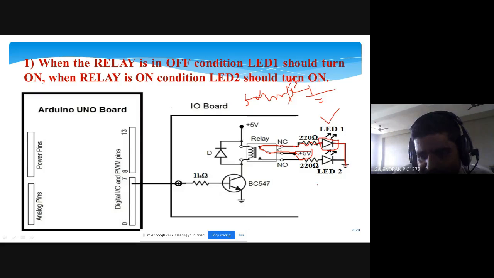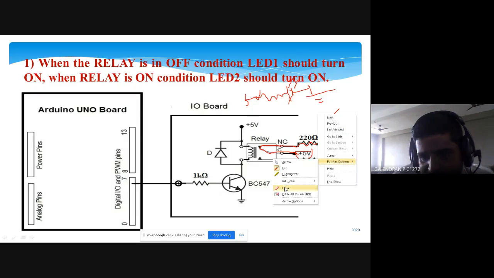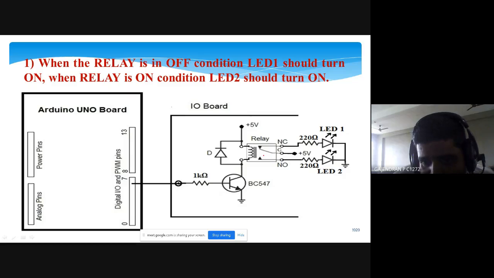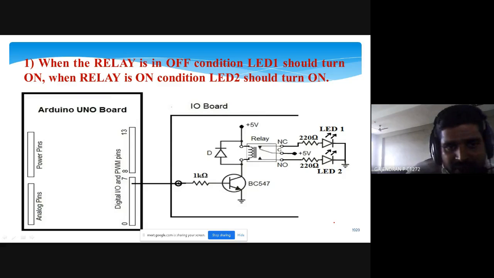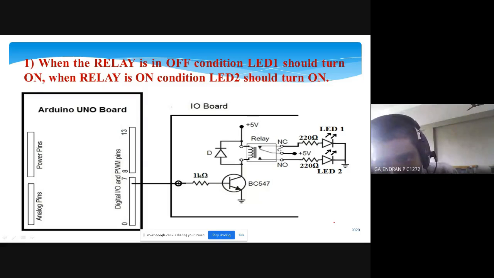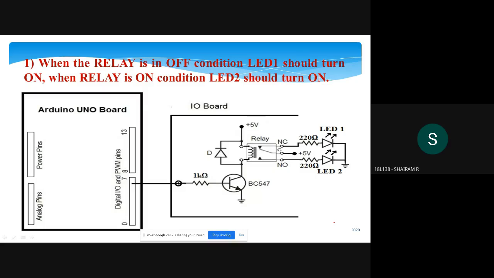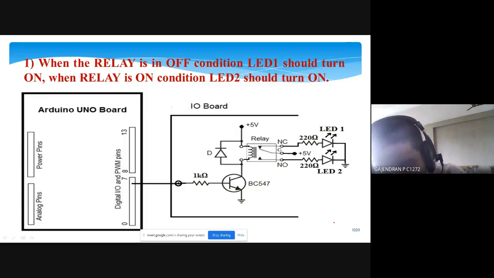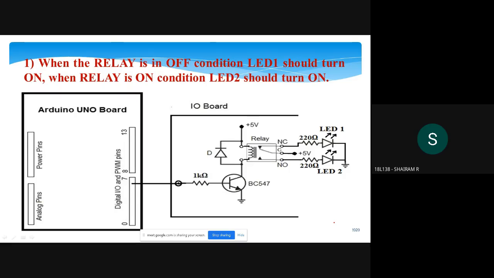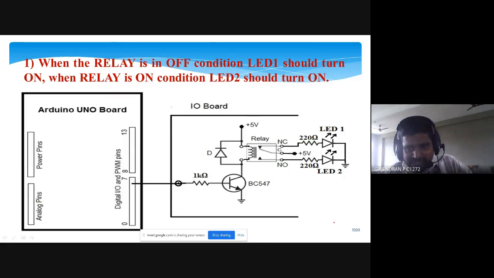Okay, what about LED 2, sir? LED 2 எதனால எரியல? Because this is open circuit. NO and 5 volt is open. Okay, if I turn on the relay, எது ஆன் ஆகும், எது ஆஃப் ஆகும்? ஹலோ? LED 2 ஆன் ஆயிட்டு LED 1 ஆஃப் ஆகும் சார். ஆஃப் ஆயிரும். ஓகேவா? இதுதான் என்னோட ஃபர்ஸ்ட் எக்ஸசைஸ்.